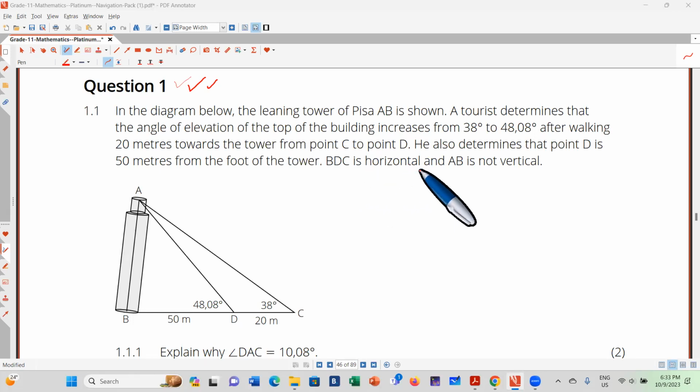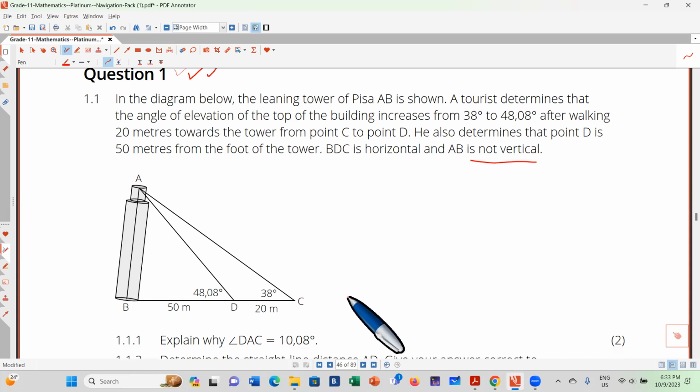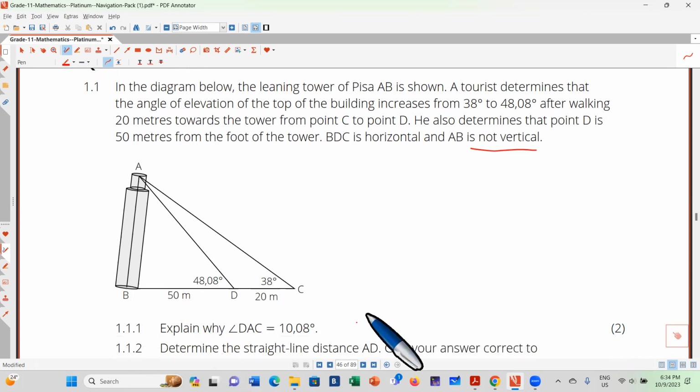BDC is horizontal. And AB is not vertical. So AB is not vertical. Very important point there. Right. Here comes the question. The worksheet is asking the question, and they're saying, explain why angle DAC is equal to 10,08 degrees.